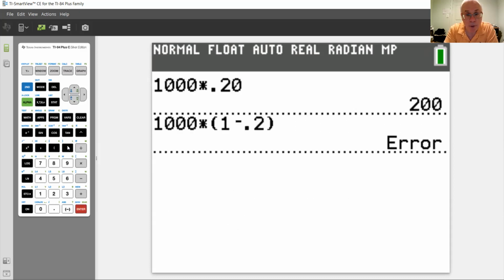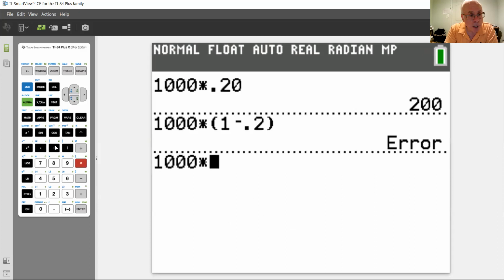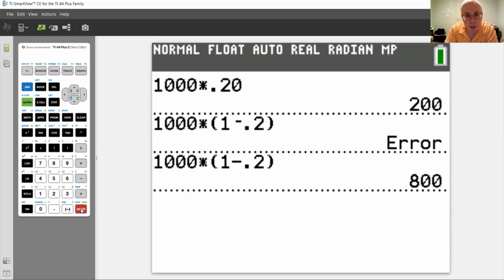And I made a mistake there. The mistake I made, by the way, is instead of using the minus sign, I used the negative sign down here, so the calculator doesn't like it. So we're going to do 1 minus 0.20, and we're going to use the minus sign here. Hit enter. 800, well above 10. So we can use the normal.